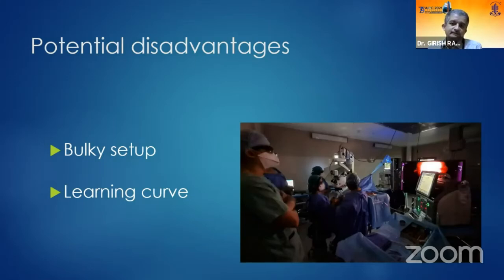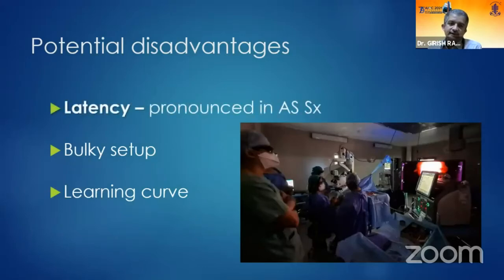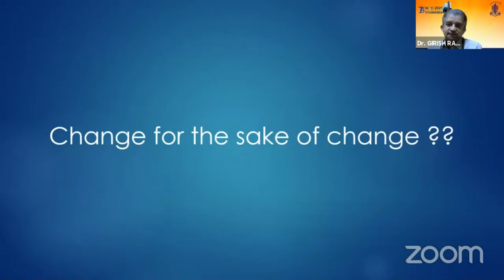So we obviously know that there are potential disadvantages. A bulky system, especially in a small operation theater, could compromise and would actually be a hindrance to the anesthetist. We all have the learning curve, which I'm sure the good surgeons would overcome in a period of time. But what probably is the biggest hindrance is the latency, especially more pronounced during anterior segment surgeries, and the cost factor, anywhere between 1 crore to 3.5 crores. So change for the sake of change, one needs to really look at what is the charge that we are going to incur for this change.